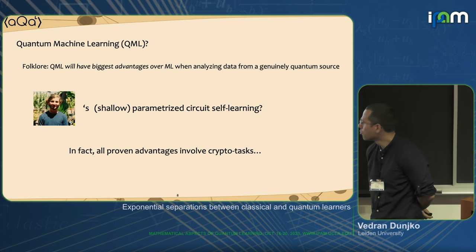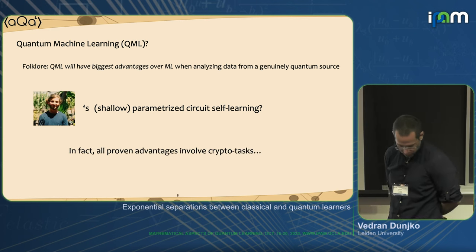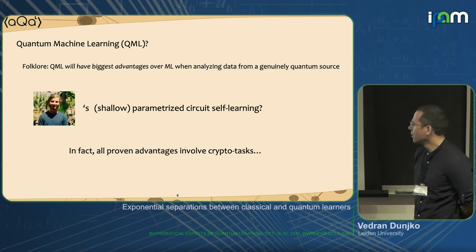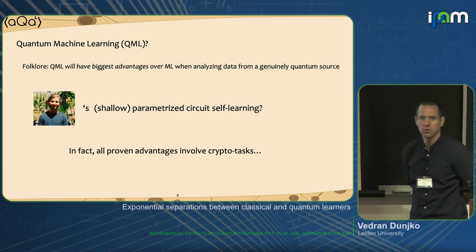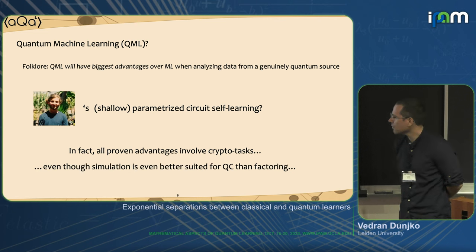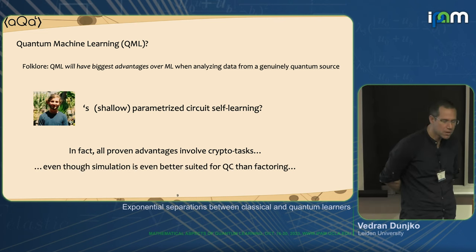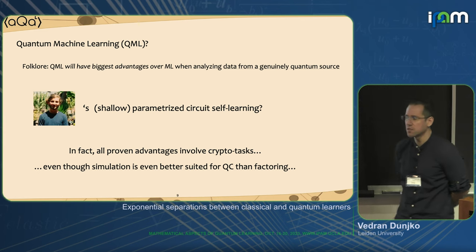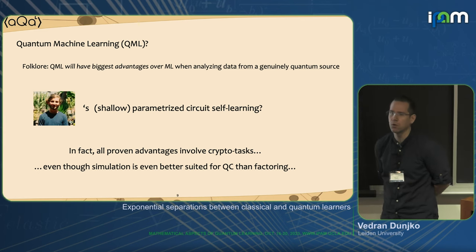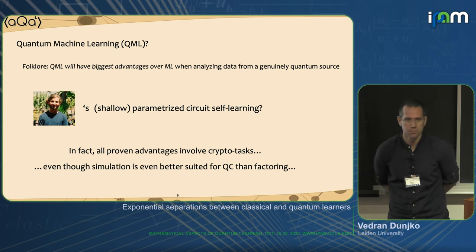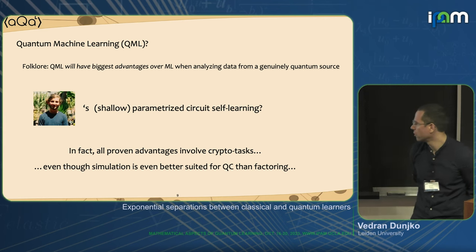And in fact, all proven advantages in quantum machine learning of the type that I'm talking about involve cryptography, right? It's Shor's factoring or something along these lines. Even though, arguably, simulation is more natural and better for quantum computers. We have better separation in the sense we have exponential separation as far as we know, whereas for factoring, it's just super polynomial, right?